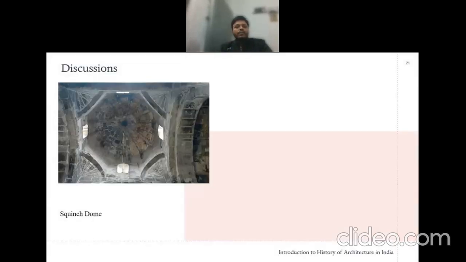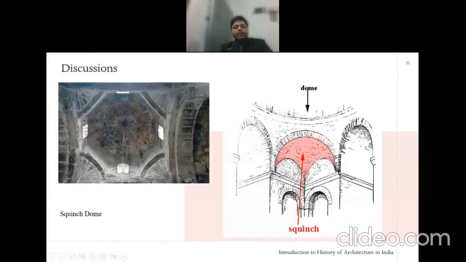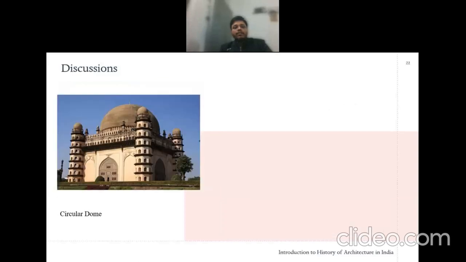So we can see a few examples of a squinch dome. This is an example of a squinch dome. You can see here, these portions at the corner are the squinches on which the dome exists. Actually, the dome is in a circular portion, but the platform on which it is housed is known as a squinch. This is the corner portion of the dome on which the dome is resting. So this is the squinch dome.